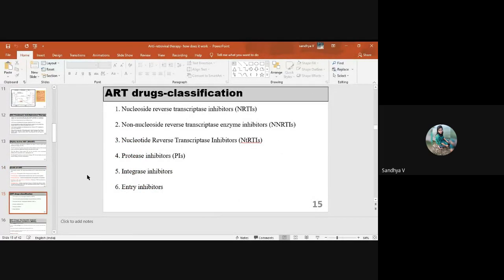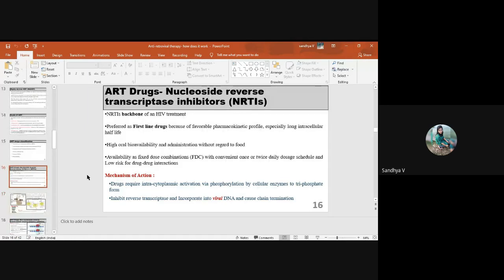So these are the classes of drugs used in ART therapy: nucleoside reverse transcriptase inhibitors, non-nucleoside reverse transcriptase enzyme inhibitors, nucleotide reverse transcriptase enzyme inhibitors, protease inhibitors, integrase inhibitors, and entry inhibitors. First we'll see nucleoside reverse transcriptase inhibitors. These are the main backbone of HIV treatment. They come under the first line drugs because of their favorable pharmacokinetic profile, sustained intracellular half-life over a longer period, and high oral bioavailability. They are available in fixed dose combinations, which is convenient for patients to adhere to the treatment.